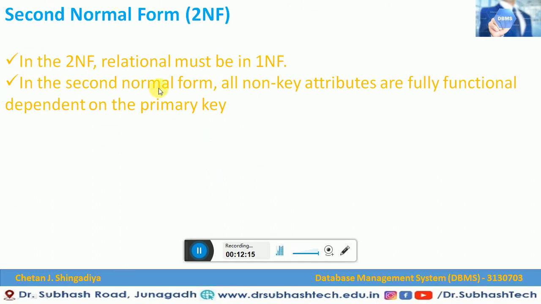Let me explain once again. The second normal form is that the relation must be in first NF, and all non-key attributes are fully functionally dependent on the primary key. So this is the definition of second normal form. Now let us see how it can be explained with an example.